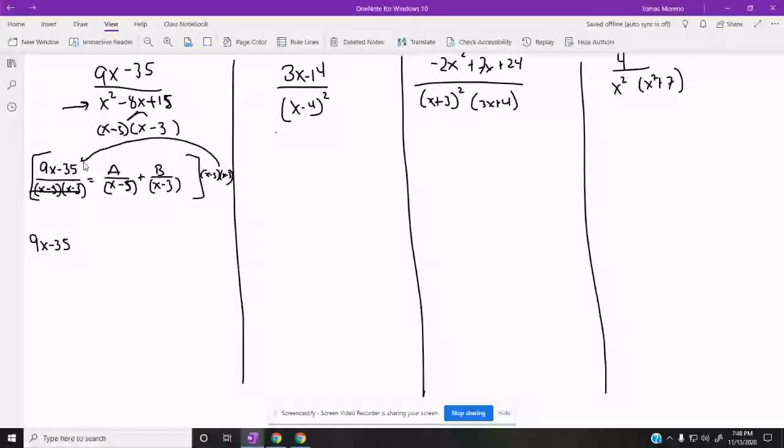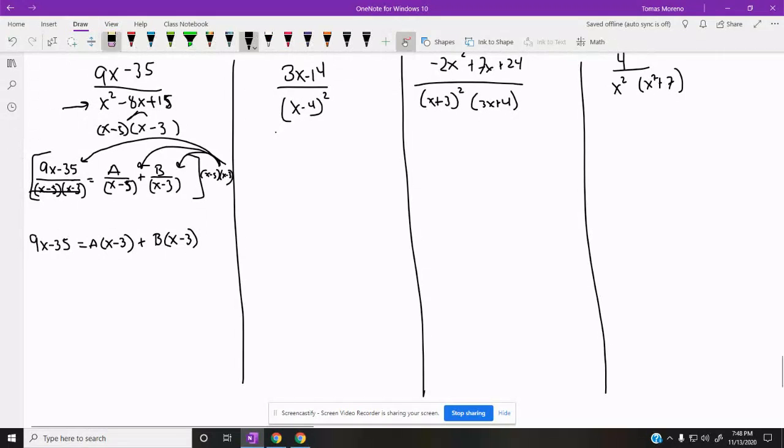So when I do this term, this term, and this term: here the x minus 5 cancels, and I'm left with A times (x - 3). On the B side, the x minus 3 cancels, so I'm left with B times (x - 5). Okay, there we go.